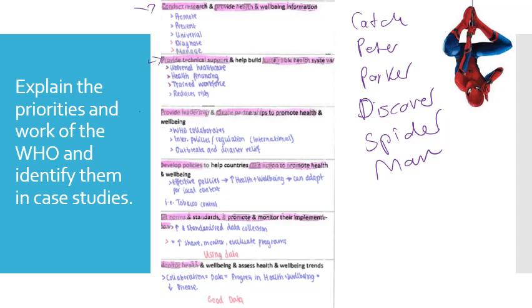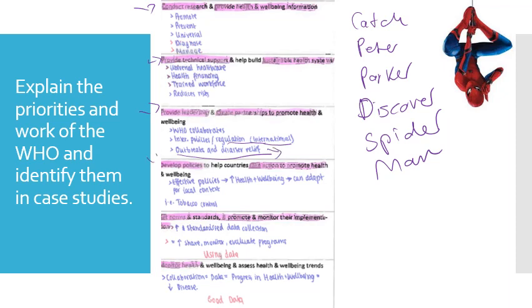And then P, provide leadership and create partnerships to promote health and wellbeing. And the WHO collaborates to do this, so they work with other people. There's international policies and regulations as well, and they do some outbreaks and disaster relief for this as well. So they might manage quarantine and things like that.